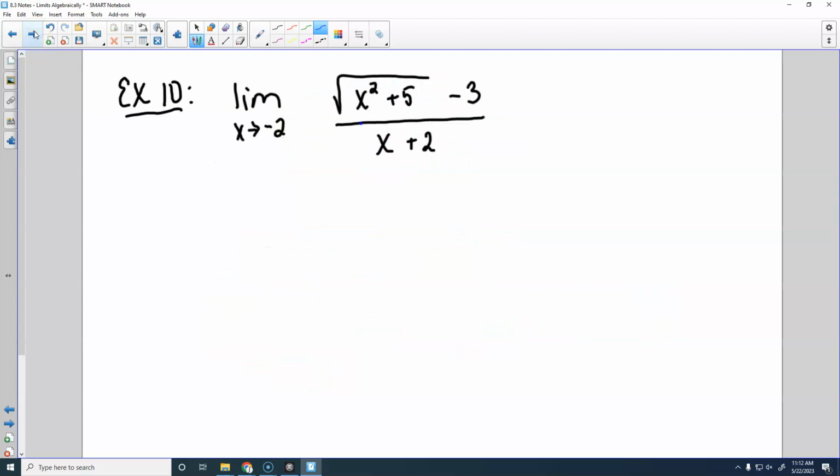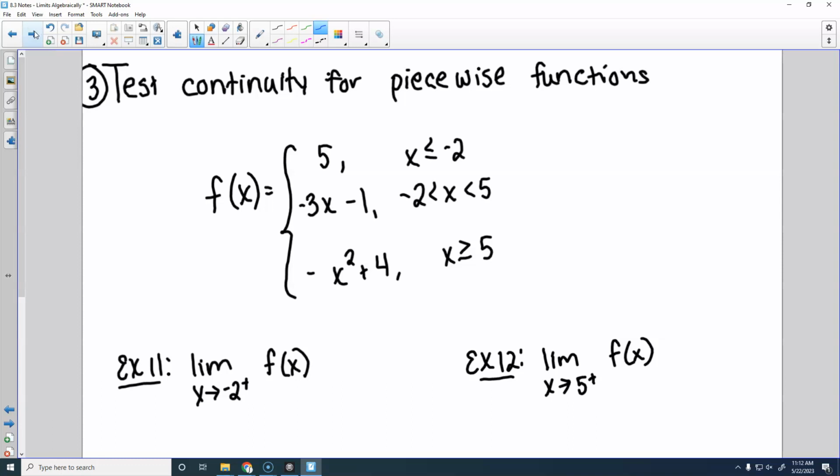Alright, I'm going to skip 10 because I'm going to make sure I have time for the other stuff first. I might come back to 10, or I may just decide to continue to skip 10.